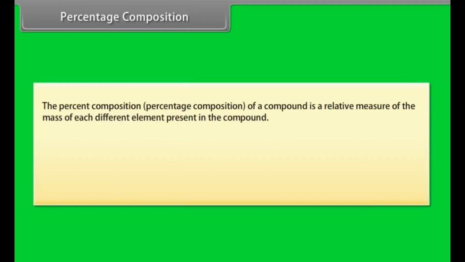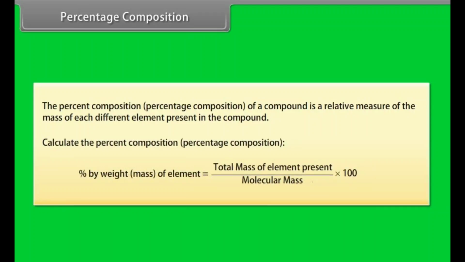Percentage composition. The percent composition of a compound is a relative measure of the mass of each different element present in the compound. Calculate the percentage composition by weight: mass percent of an element is equal to the total mass of the element present divided by the molecular mass, multiplied by 100.